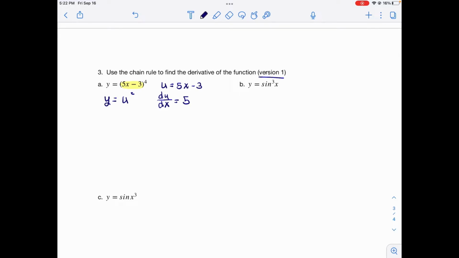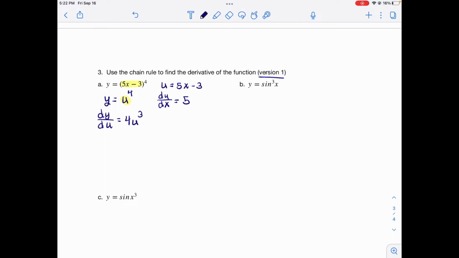Then I'm going to rewrite my original function, replacing the inside with the new variable, the u variable. So I get y is equal to u to the 4th. Now I'm going to take the derivative of y with respect to just that u variable, that new equation I have here. So dy du is equal to 4u cubed.